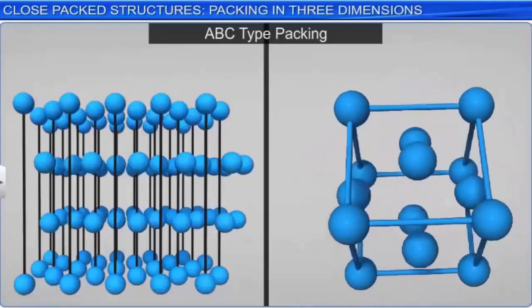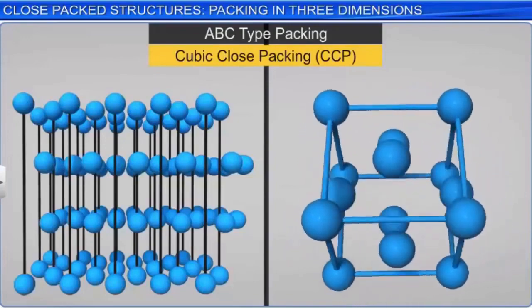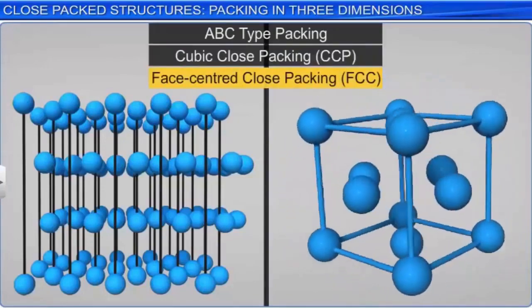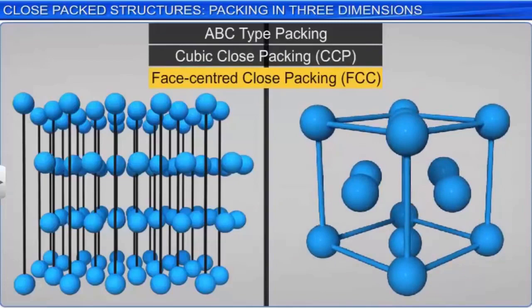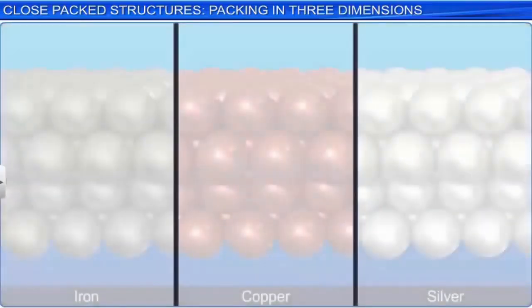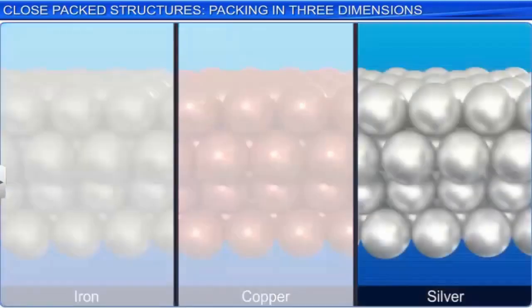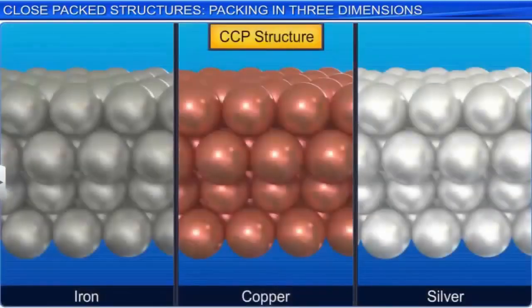It is also called cubic close packing, CCP, or face-centered close packing, FCC. Metals like iron, copper, and silver crystallize in CCP structures.